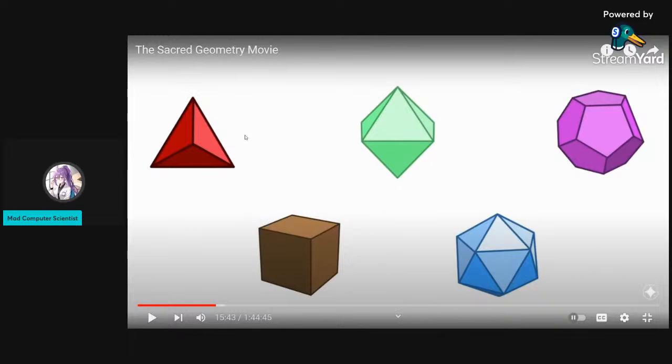Was Pythagoras an alchemist? I don't think he was. Pythagoras was a philosopher and a mathematician, and he did found a cult, but I don't think he was into alchemy.